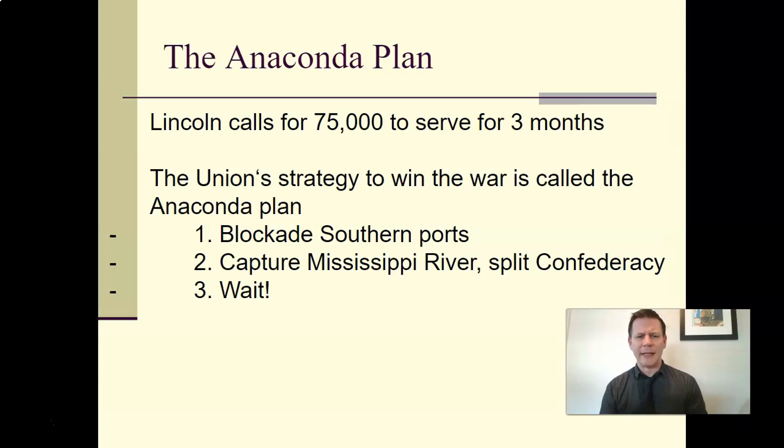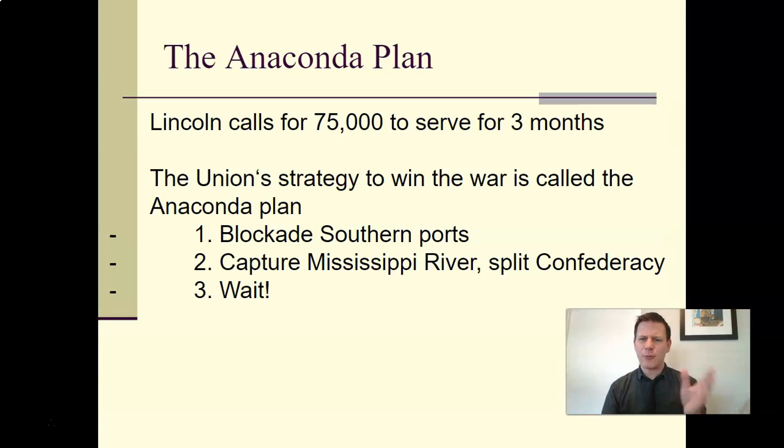The Union plan has 3 parts. The North's plan is the Anaconda Plan, as we'll see, and there are 3 parts to it. Number 1, the North planned to blockade southern ports. The North has most of the ships. They still control most of the Navy, so it's very easy to block off southern shipping ports, wall them off from the rest of the world, and put them in economic quarantine, to starve them of supplies and medicine and weapons and money and all sorts of stuff.